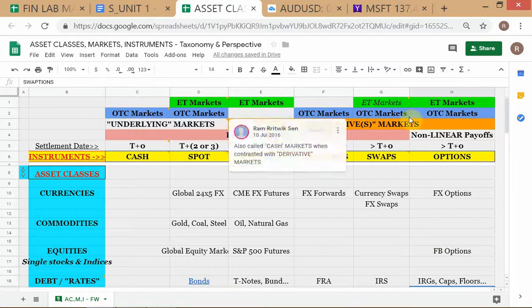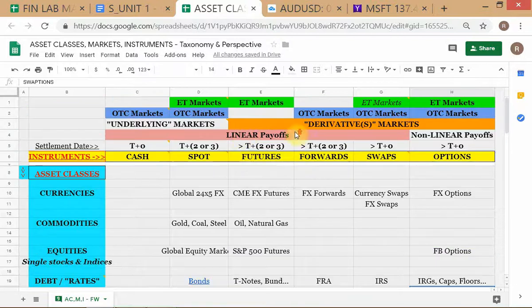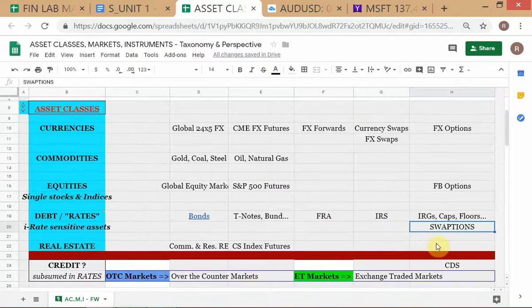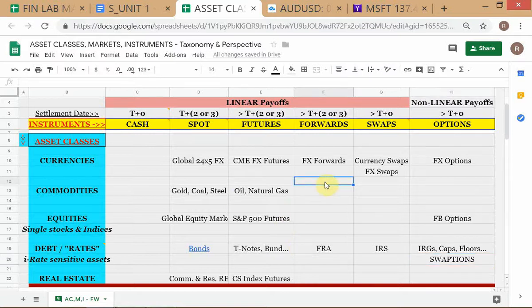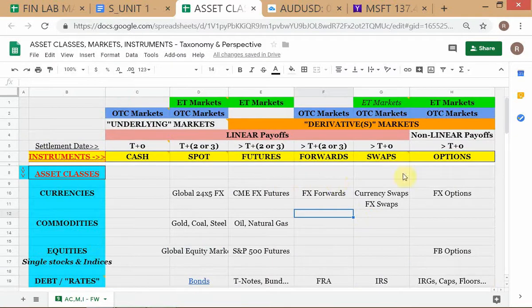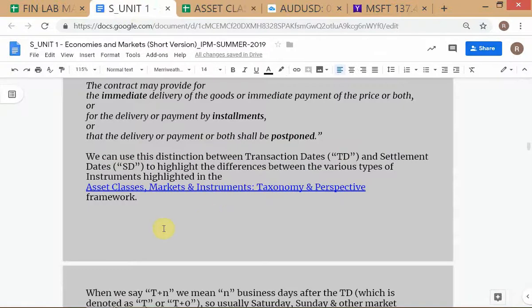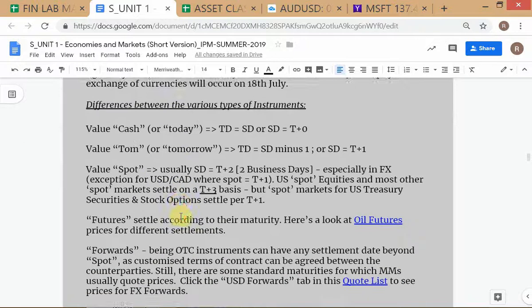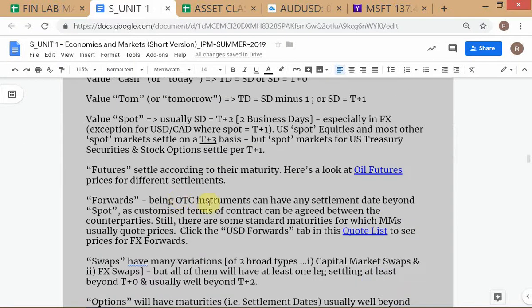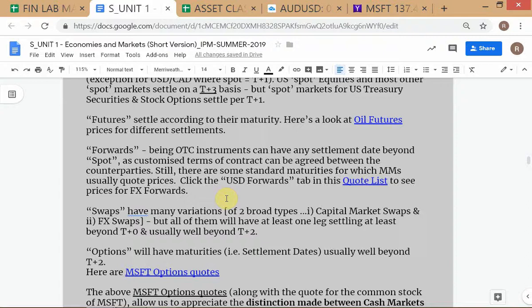Maybe I should put a slightly lighter shade of this over here. But anyway, swaptions are options on swaps, and swaps relate to debt instruments. So this would go into this particular box at the intersection of options and debt. This is how you're supposed to read this framework. You can study this framework a little bit more on your own to get an understanding of the situation of global markets, so we can see the differences between various instruments. This is all I've already discussed, you can just read this. This is some more material over here.